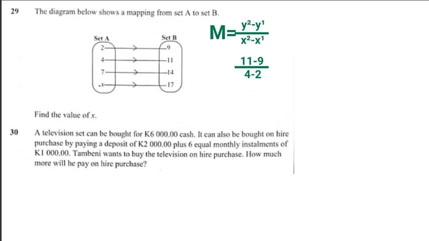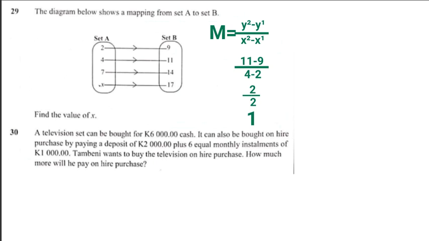Then we find the difference of these. 11 minus 9 is equal to 2. 4 minus 2 is equal to 2. Then we divide 2 by 2, which gives us 1. Once we have done that, we can go ahead and write the formula that we can use.